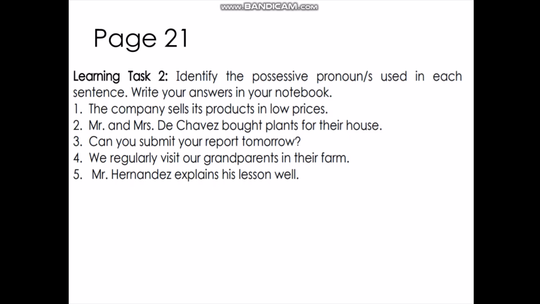For number 3, can you submit your report tomorrow? Number 4, we regularly visit our grandparents in their farm. Number 5, Mr. Hernandez explains his lessons well.